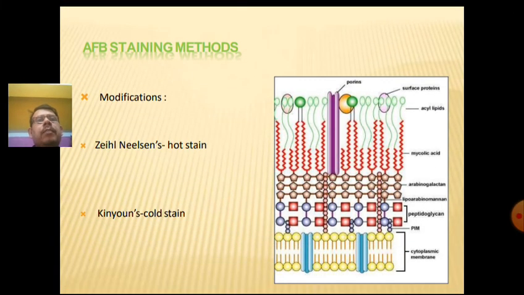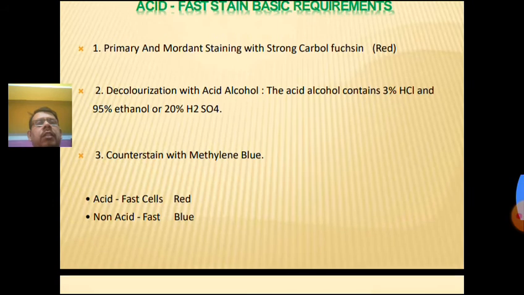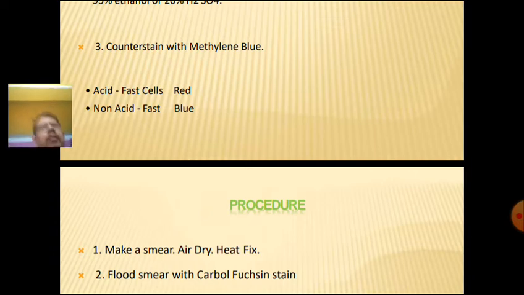There is some modification, the Ziehl-Neelsen hot stain, and the acid fast staining. Basic fuchsin, the primary stain, is a strong carbol fuchsin, which is a red color. The decolorizing agent is acid alcohol, 3% alcohol, and the counterstain is methylene blue. So acid fast bacteria will produce red, and non-acid fast will produce blue color. So you can identify whether the organism is acid fast or non-acid fast.